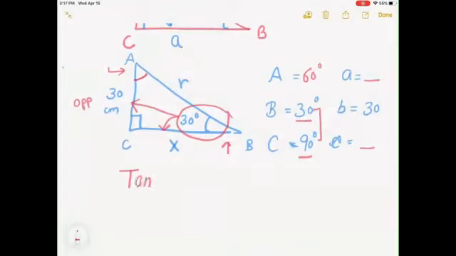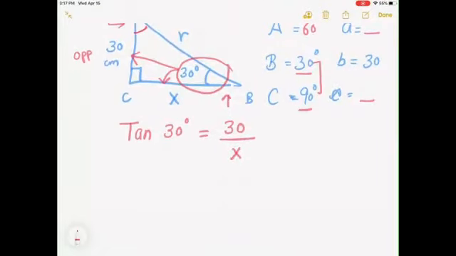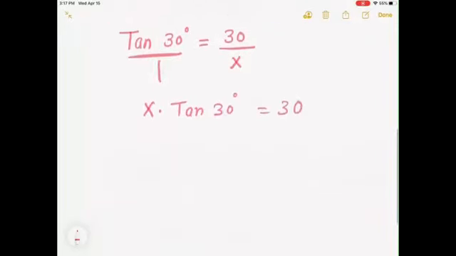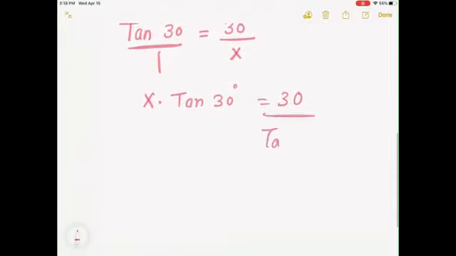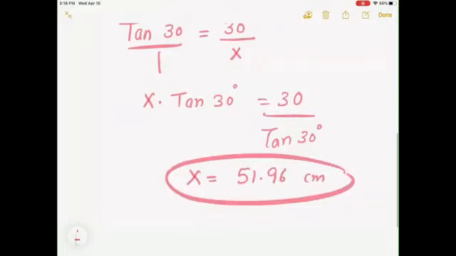I would set this up like this. I would take tangent of 30 degrees and set up a ratio: opposite over adjacent, which is x. Once you set this up, this becomes a normal algebraic equation, so just do the cross product and solve for the missing variable. This becomes x times tangent 30, equal to 30. Now solve for x, so I would divide by tangent 30. Put it in your calculator, and finally your answer would be 51.96 centimeters. I'm done with solving for x.